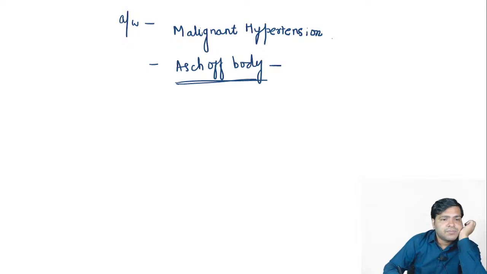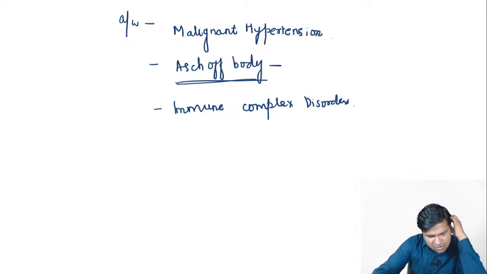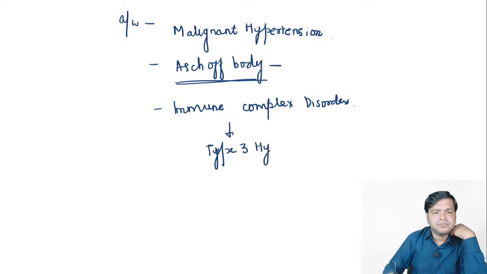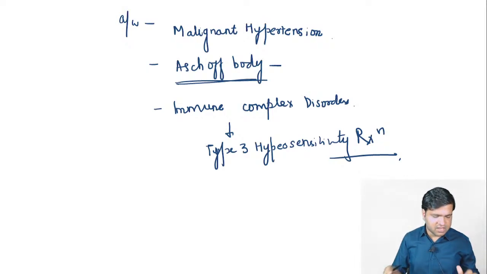Aschoff bodies and immune complex disorders. I hope someone has already told Yasir. It is the three immune complex disorders: mitral valve infective endocarditis, Aschoff bodies. Sure. Immune complex disorders, it is the type 3 hypersensitivity reaction.